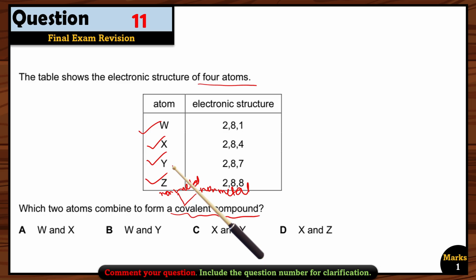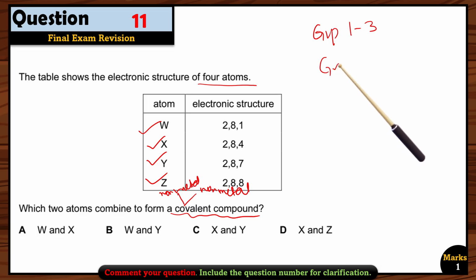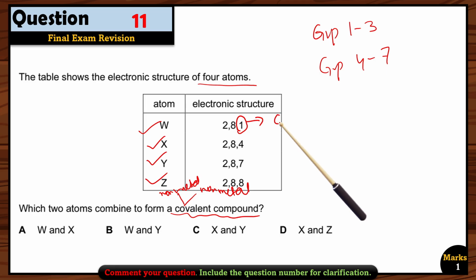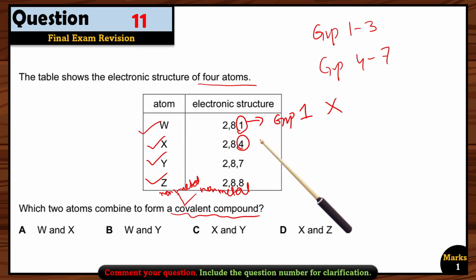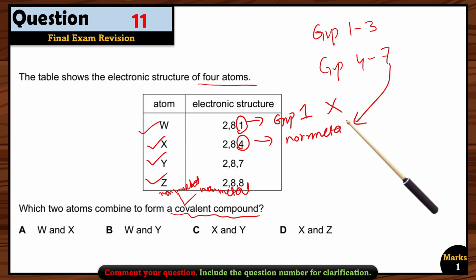Remember, you have to remember the group number. Group 1 to 3 are always metals, whereas group 4 to 7 are the non-metals. And the group number always tells you the last shell electrons. So the last shell electrons, we can see here how many electrons are present in the last shell? Only one. It means W belongs to group 1. So it is a metal. It's not a non-metal. So it is not involved in covalent bond. X belongs to group 4. It means it's a non-metal, right? Because 4 to 7 are the non-metals. It means this is involved in the covalent bonding.